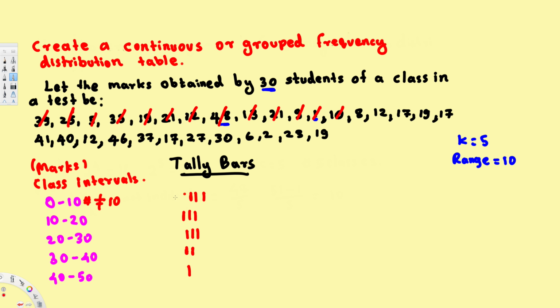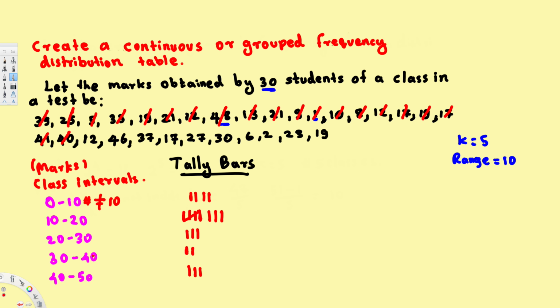This is the part we have to be careful about. 10 is not included here. We have to move to the next one. 10 is here, and 8 is here, and then 12 is going to be here, and then 17 is going to be here, 19 is going to be here, 17 is going to be here, 41 is going to be here, and then 40 is going to be here.